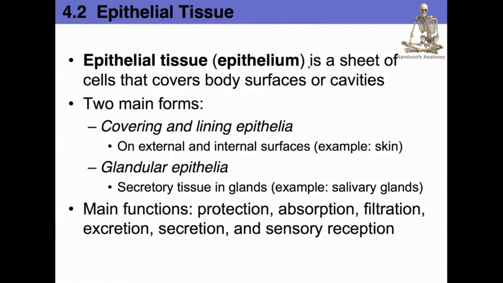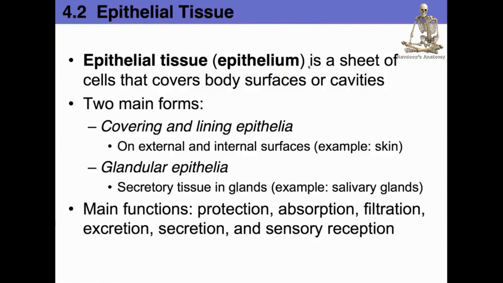The next form of this epithelia is called the glandular epithelia. As you can easily understand from the word glandular, it is comprised of the glands, and its major function is as the secretory tissue in the glands. For example, the salivary glands, whose major function is to form and secrete the saliva.